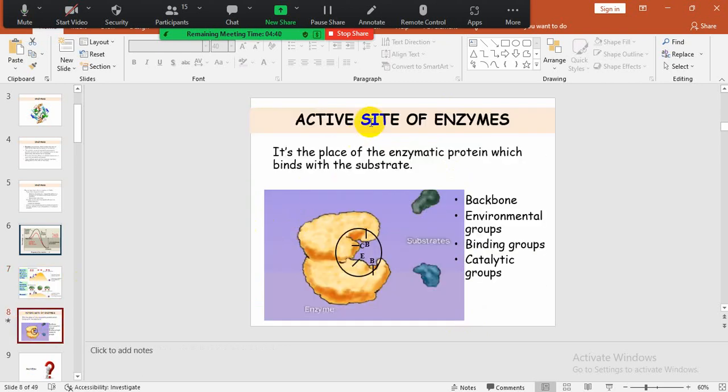So what is an active site of an enzyme? The active site of an enzyme is the place of the enzymatic protein which binds with the substrate. So this is the active site. So it has what? Backbone, environmental groups, binding groups, catalytic groups. So the catalytic groups, binding groups, environmental groups, they are all occupying the active site.